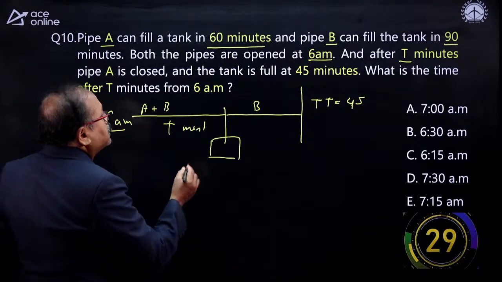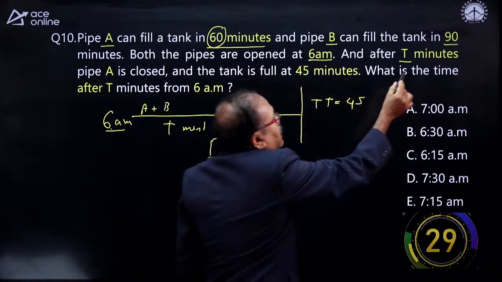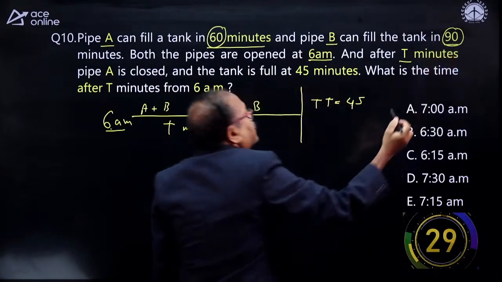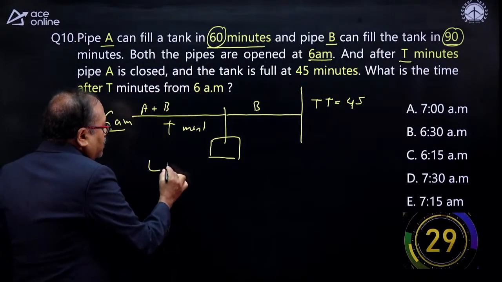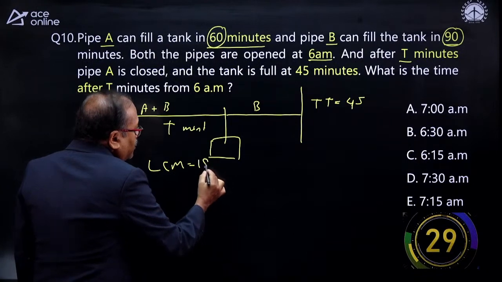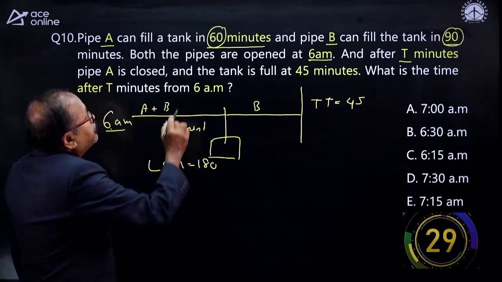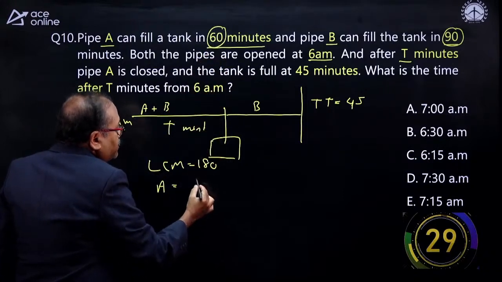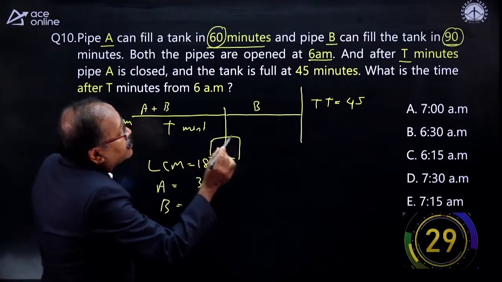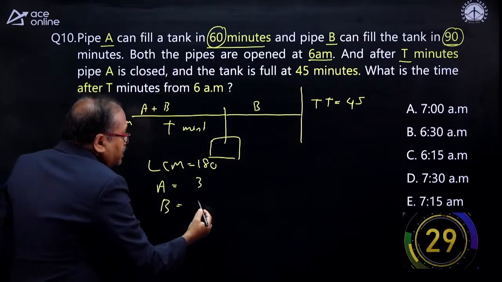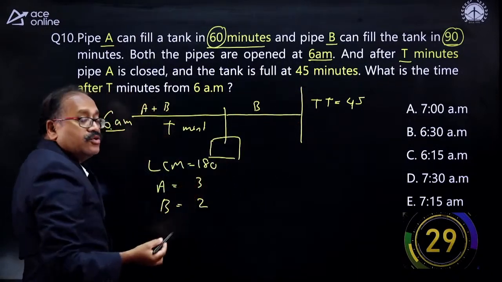So, how do I answer the question? The very first thing is I will take the capacity of the tank, that is the LCM of 60 and 90, which is 180. Pipe A fills how many units per minute? 180 divided by 60, which is 3 units. And pipe B fills in 90 minutes, so it fills 180 divided by 90, 2 units.